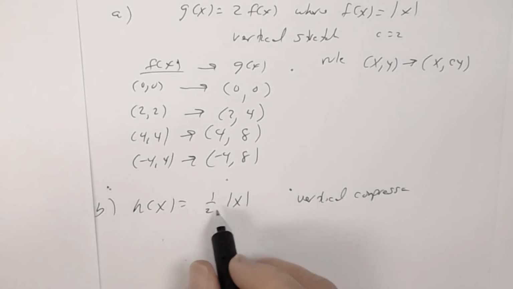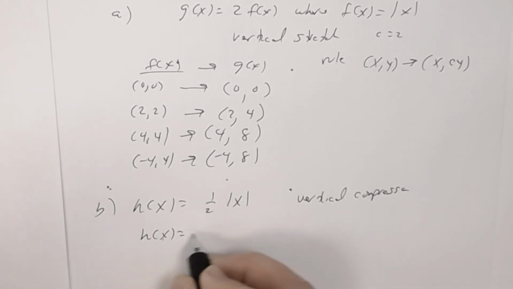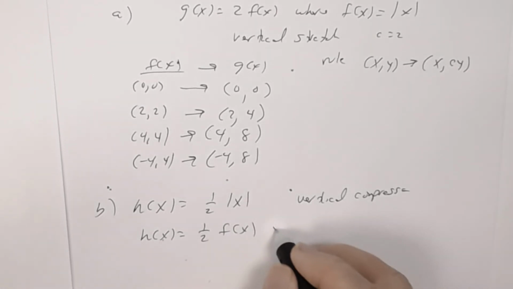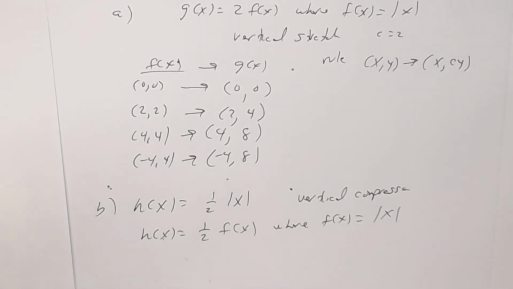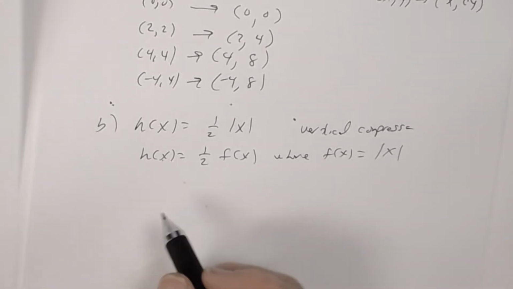All right, and help yourself by doing this, by saying this is the same thing as saying h of x equals 1/2 f of x, where f of x is absolute value of x. So it does help to think in terms of something like that. All right, so we're going to do the same thing. So we're using transformation.